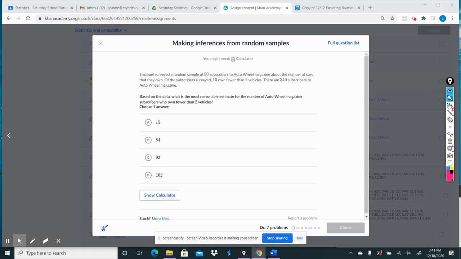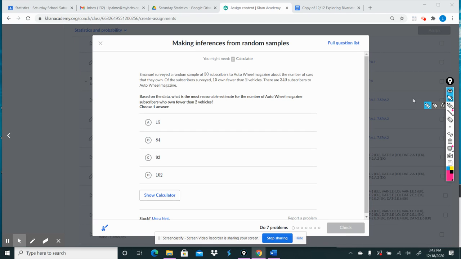All right, in this video, we are talking about making inferences from random samples. Now, you must remember that an inference is like an estimation, a connection between what we're talking about with the hopes to draw a conclusion.